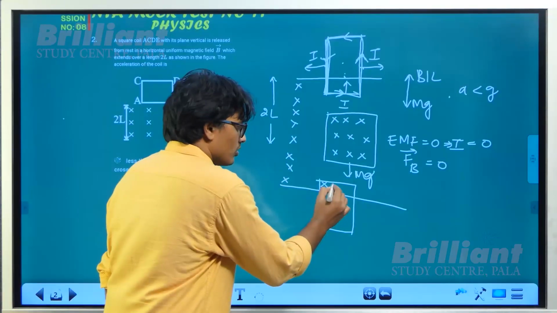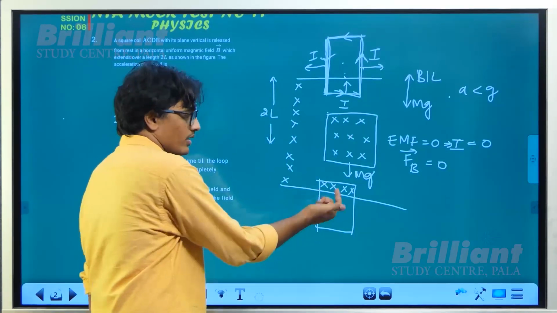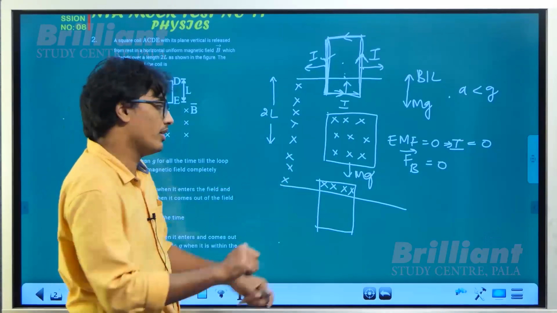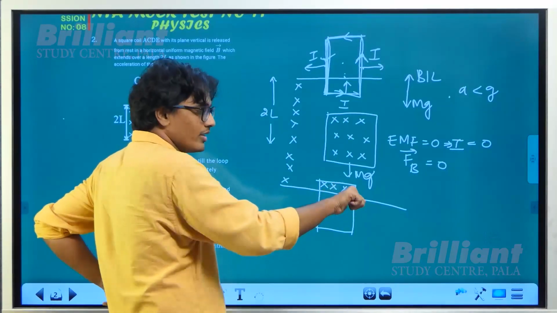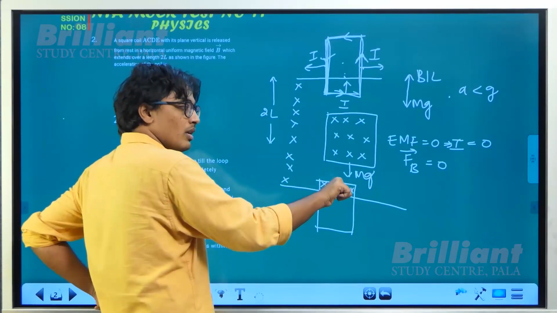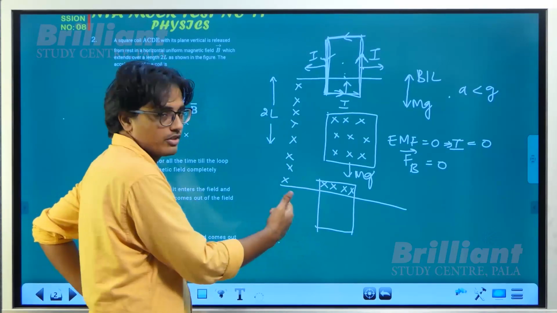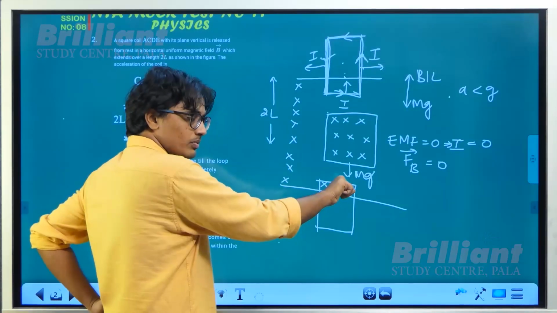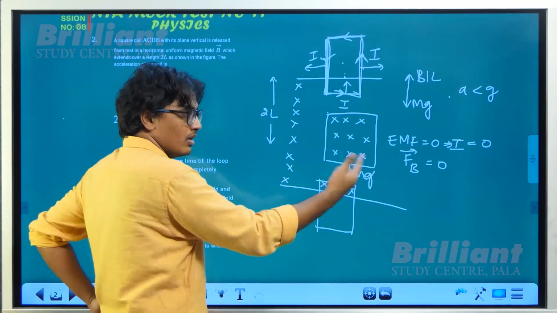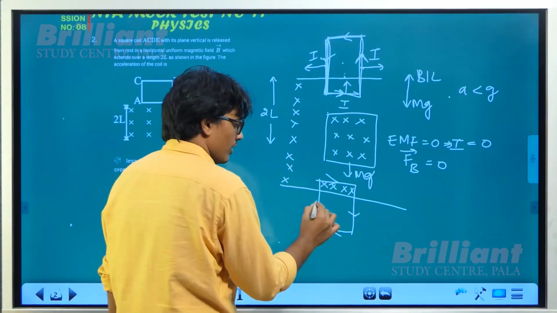Now assume it is going out of this magnetic field. As this is going outside, flux is decreasing inwards. Flux is in this direction, and it is decreasing. To oppose that, this coil will produce its own EMF in such a way that it will try to increase it. So it tries to produce a field in this direction, into the board. So the current must be clockwise.